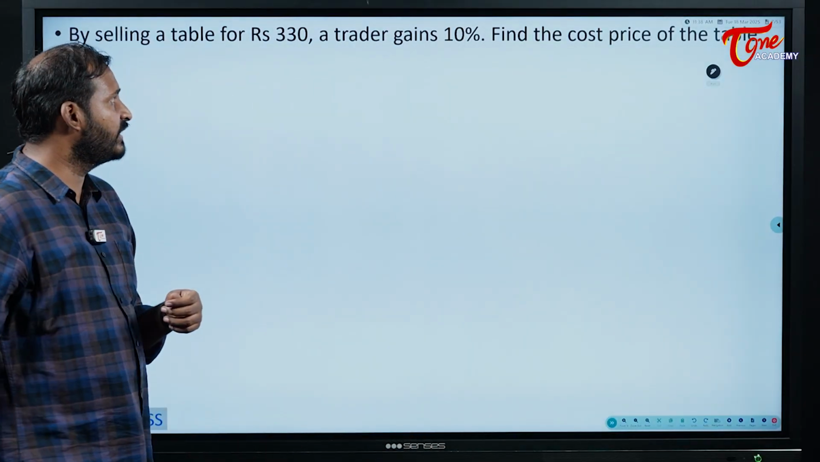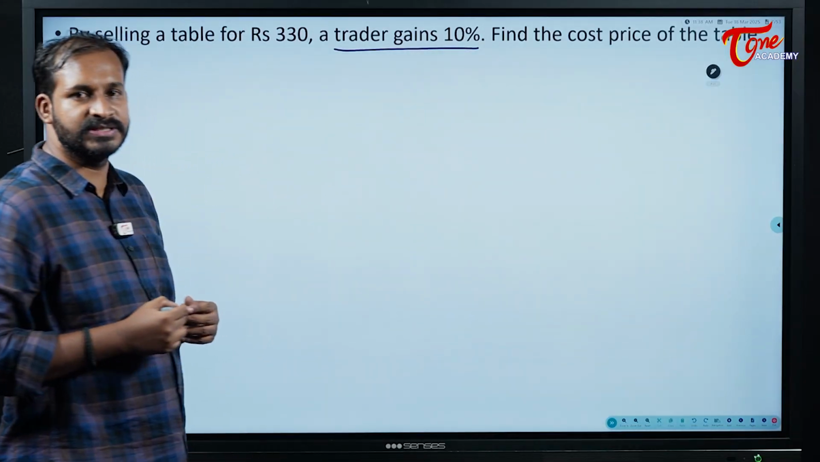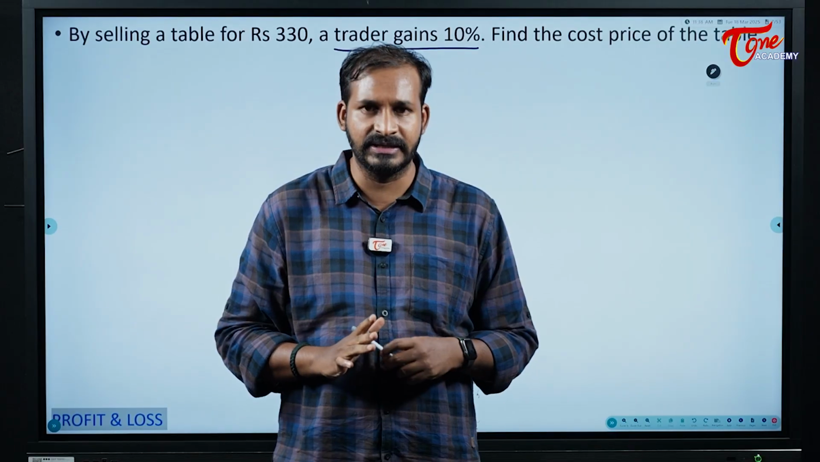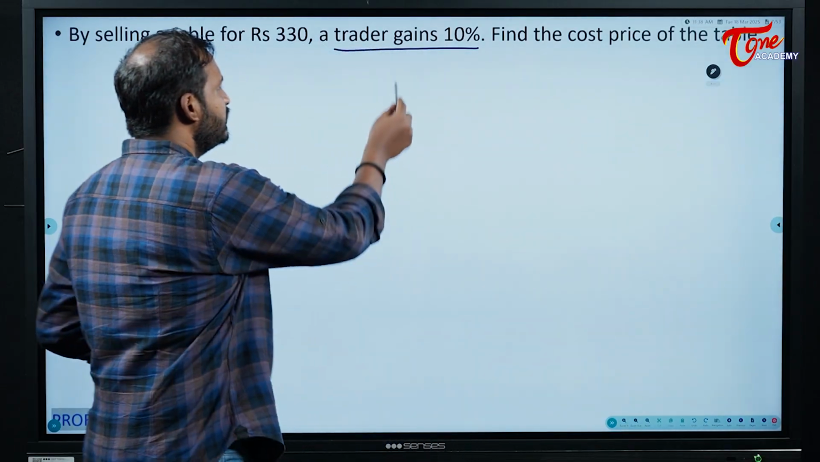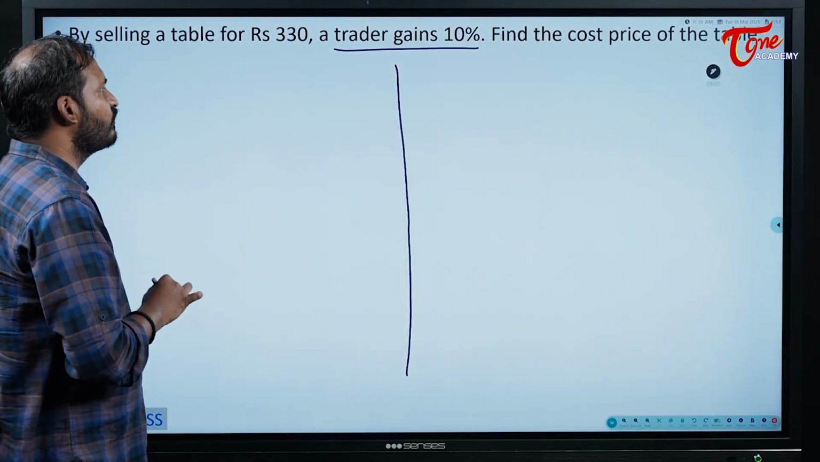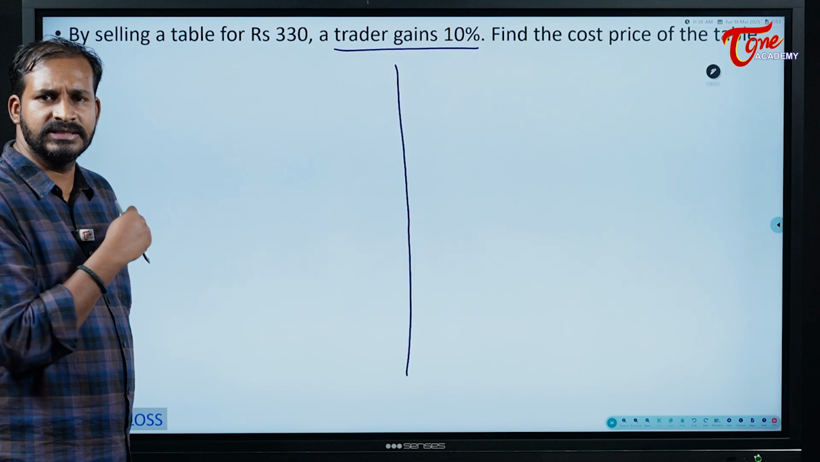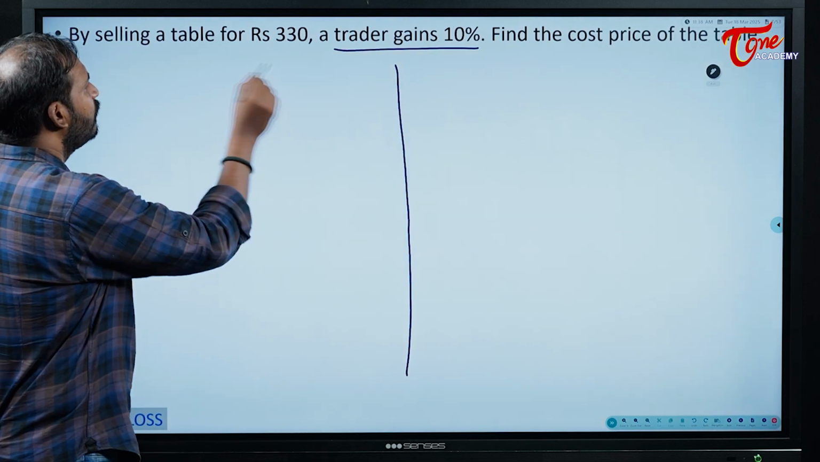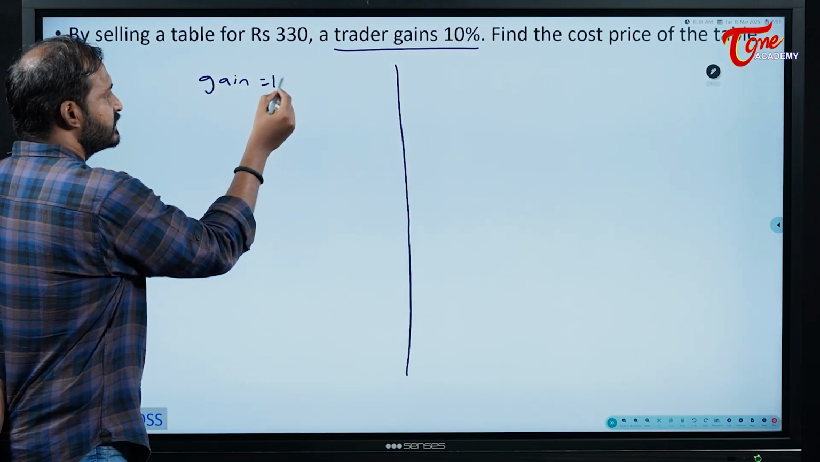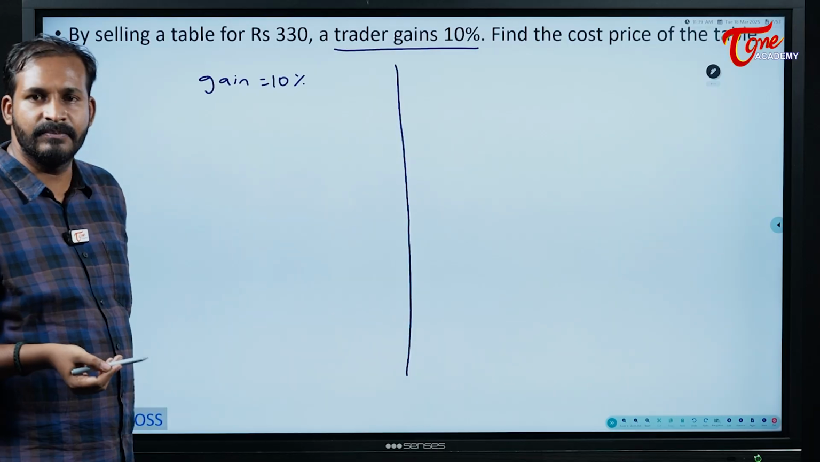By selling a table for 330, a trader gains 10%. Find the cost price of the table. See students, you can do it in two different ways. One is the traditional method, which I will tell you, and the other is our shortcut method which we have solved till now. For only this question we will see the traditional method. Later on, for all the remaining questions we will see our shortcut method. Here they are saying that there is a gain of 10%.